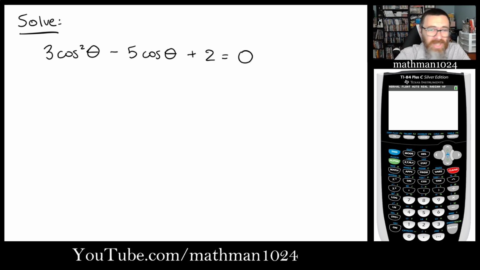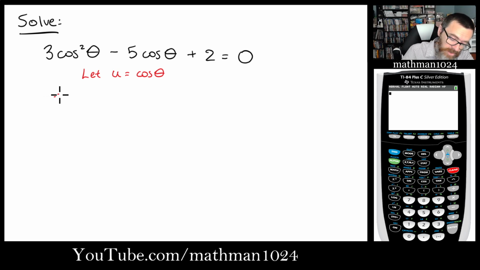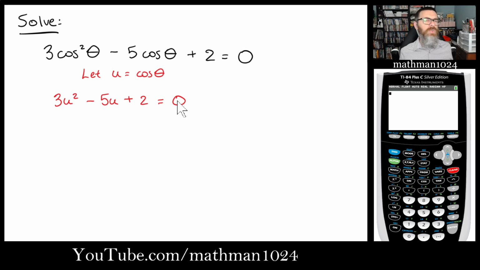For example, the cosine. It's kind of messy. But if you make this declaration, if we let u equal the cosine of theta, then all of a sudden my equation turns into 3u squared minus 5u plus 2 equals 0. And we don't have cosine running around everywhere. We just have u. And that's a much easier problem to look at.